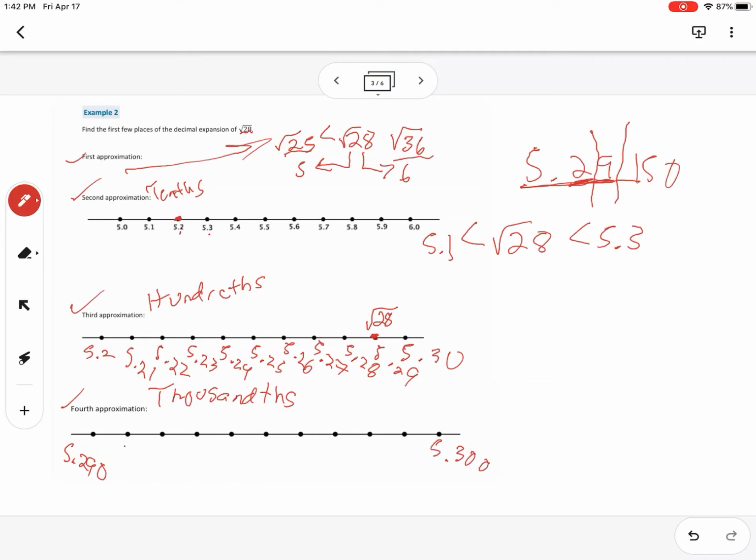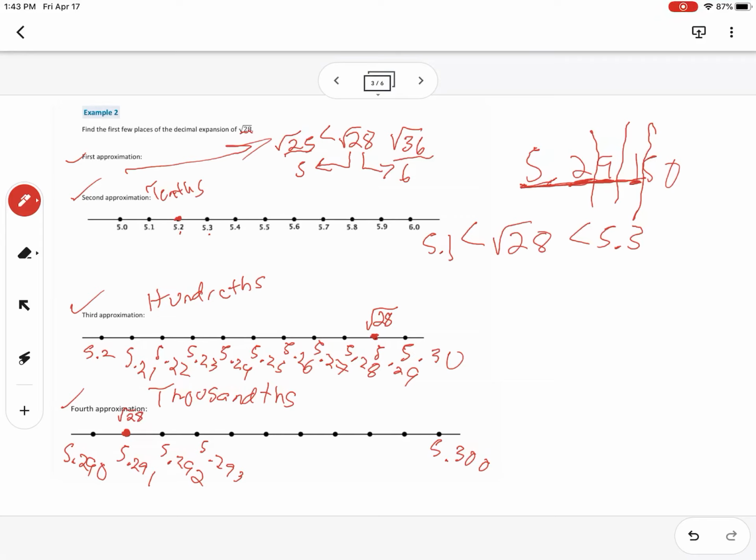So 5.291, 5.292, 5.293, and so on and so forth. For this one, I would cut it off right after the thousandths place, 5.291. That's truncating it, that's not rounding, it's just cutting it off. And I would see that it would land exactly right here. And I could also write that above it.